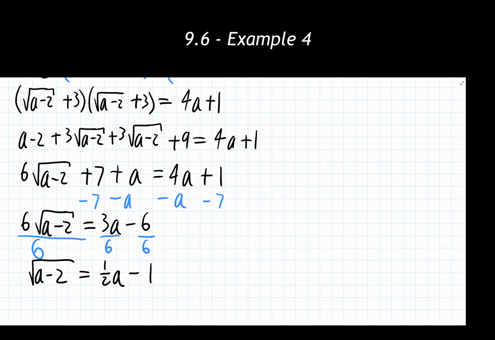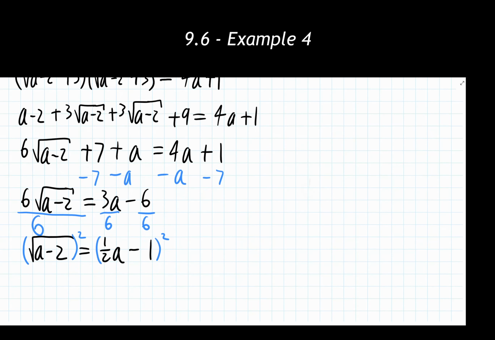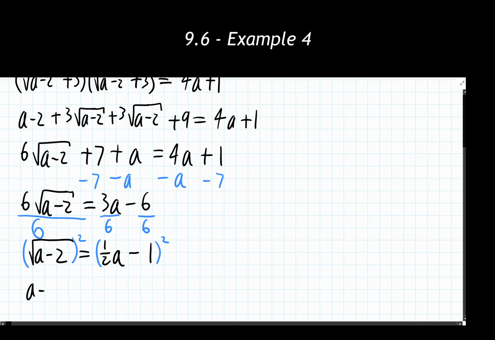Perfect. Our second step then says to raise both sides of the equation to a power equal to the index. So I'm going to be squaring the entire left side. I'm squaring the entire right side. And again, it's everything over here raised to the second power. So if you need to, expand that out for yourself.